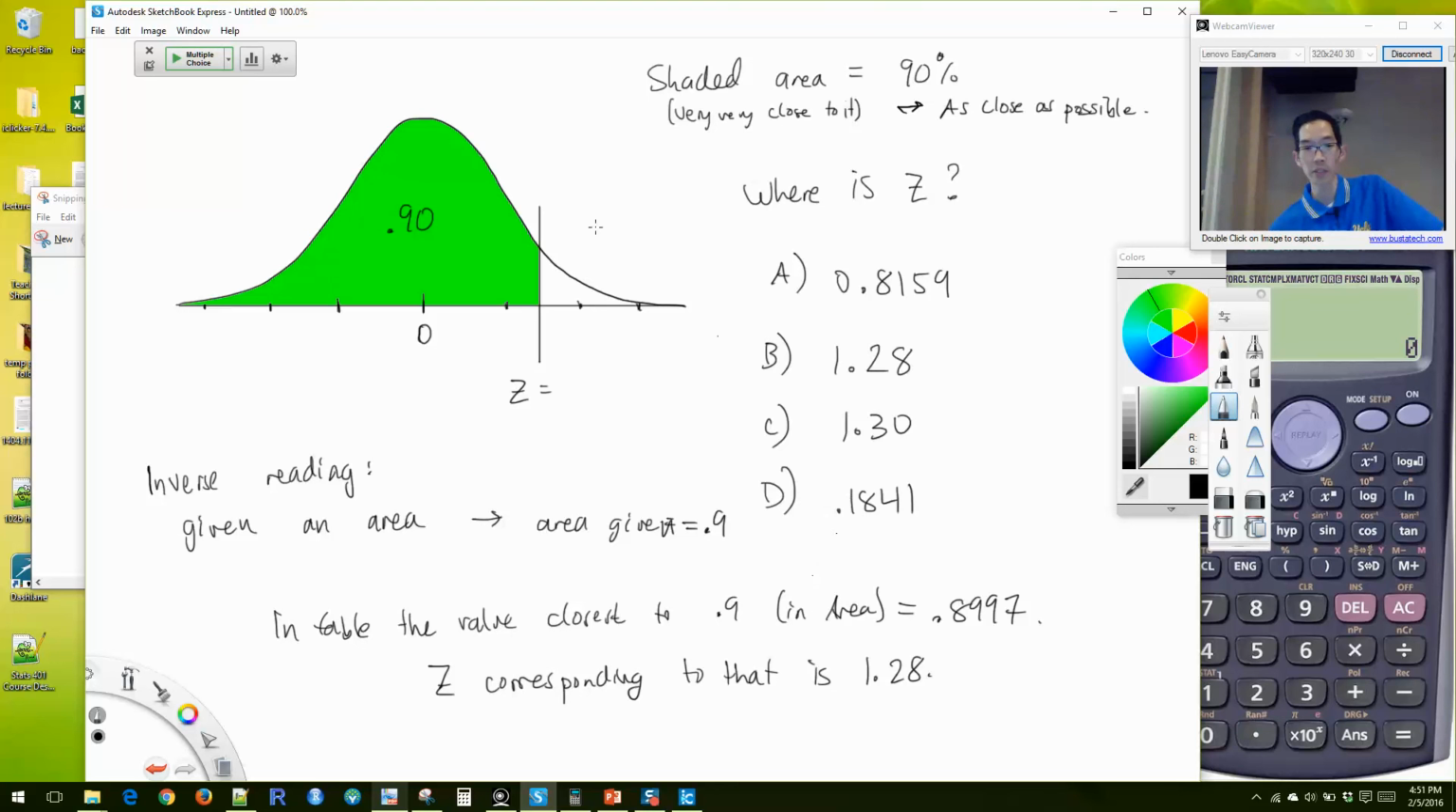And so in this case, when we ask what is the z that corresponds to a shaded area of 90%, that's going to be 1.28.